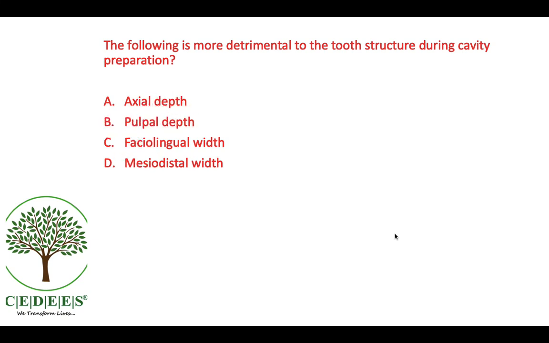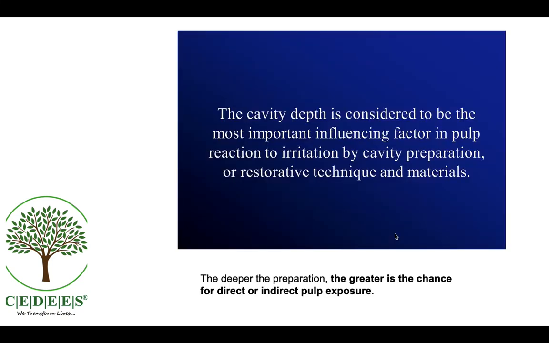Why? Because we all know deeper is the caries, deeper is the cavity preparation, more are the chances of pulpal exposure. So the cavity depth is considered to be one of the most important factors in pulp reaction to irritation by cavity preparation, as well as deeper is the penetration, deeper is the chance of direct or indirect pulp exposure.